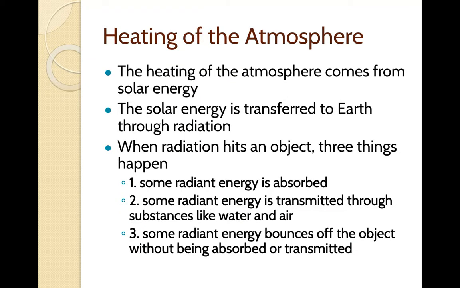So, heating of the atmosphere comes from solar energy. The solar energy is transferred to the Earth through radiation. When radiation hits objects, 3 things happen. Some radiant energy is absorbed, some radiant energy is transmitted through substances like water and air, and some energy bounces off things like the surface and back up into the atmosphere.